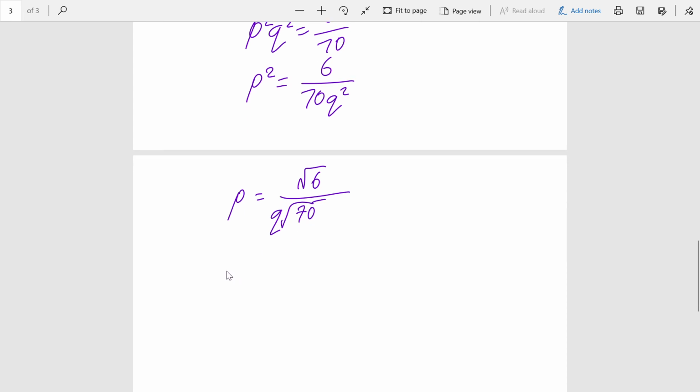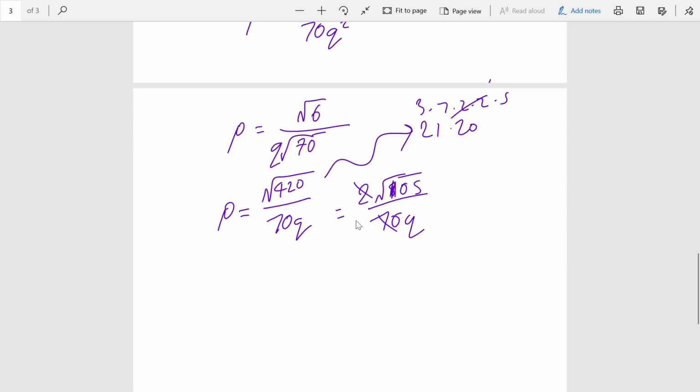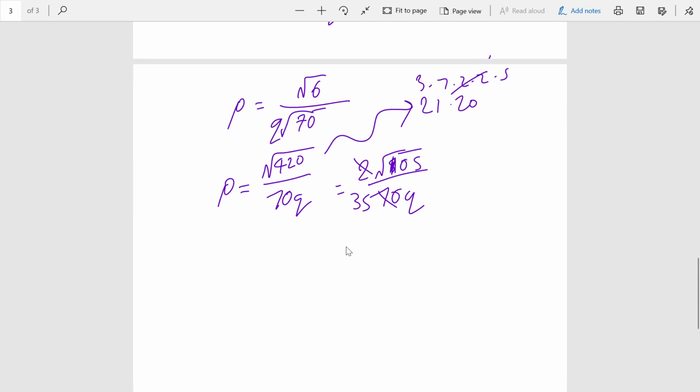And you'll want to rationalize the denominator such that p is root 420 over 70q. And further on from this, you might be able to get 420 into some more roots. It's 21 times 20, 3 times 7 times 2 times 2 times 5. Yep, we can get rid of a 4 from there. So it's 2 root 21 times 5. It's 2 root 105 over 70q, which we cancel out the 2 and the 70. We get 35q as the denominator. And our final answer is p is equal to 2 root 105 over 35q.